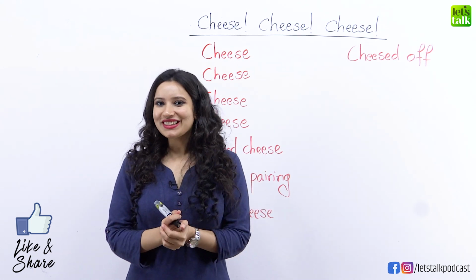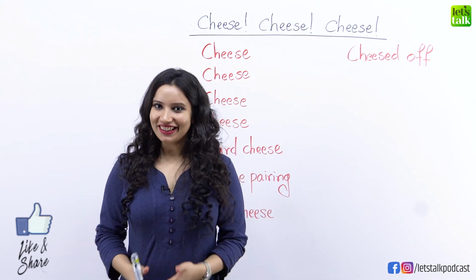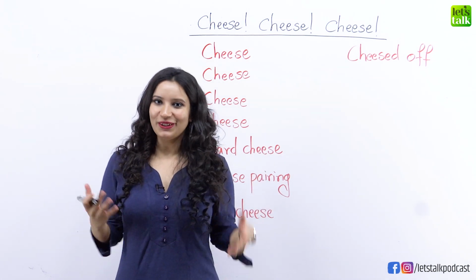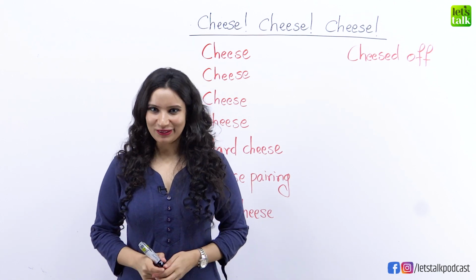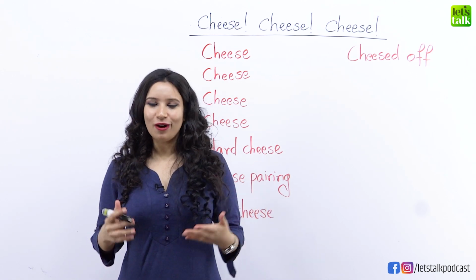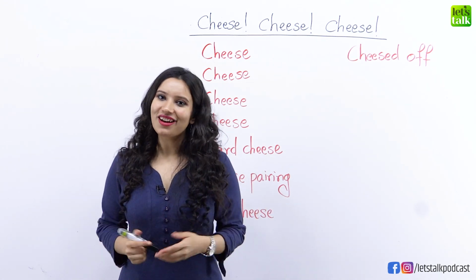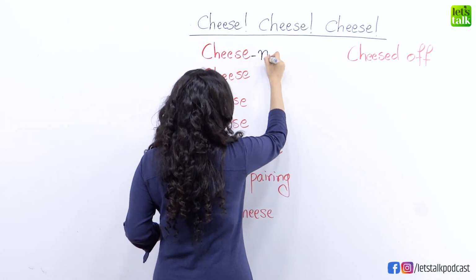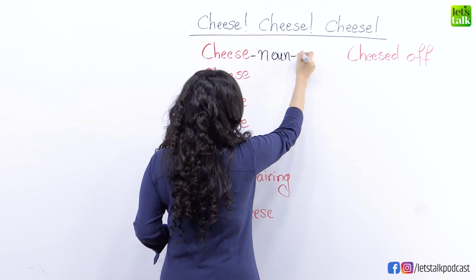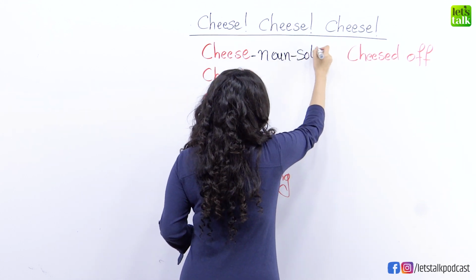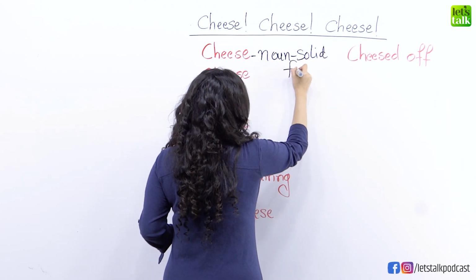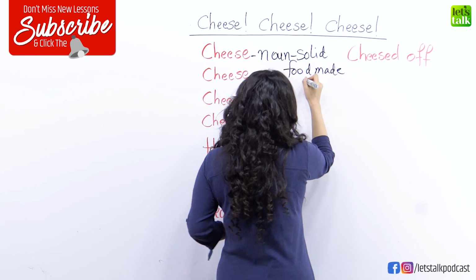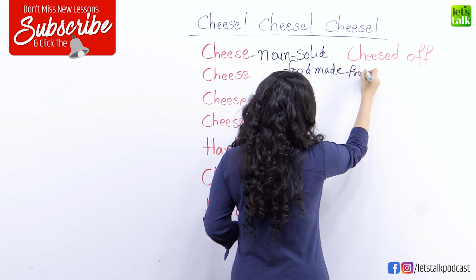And if you want to use it in a sentence, you could easily say that the waiter got her pizza with oodles of cheese. Oodles means lots of cheese. So cheese here is a noun, solid food made out of milk.